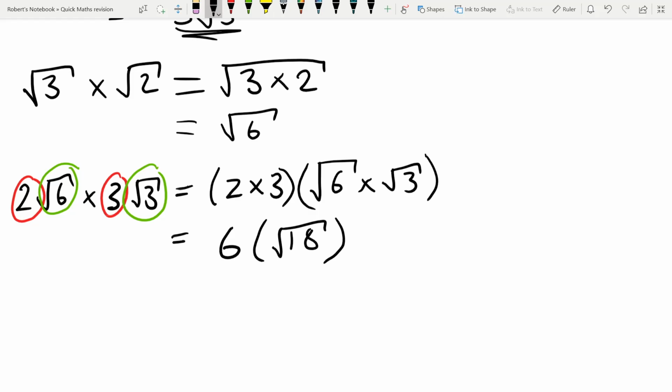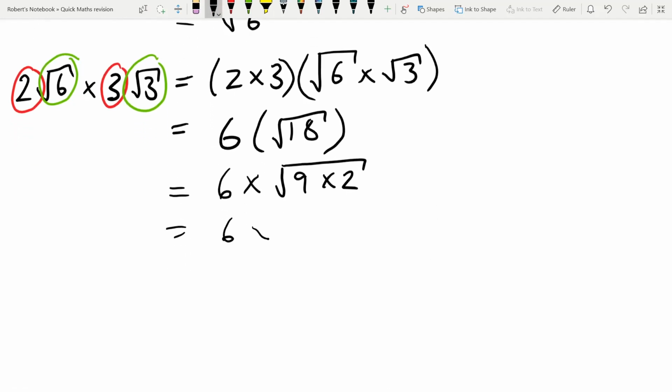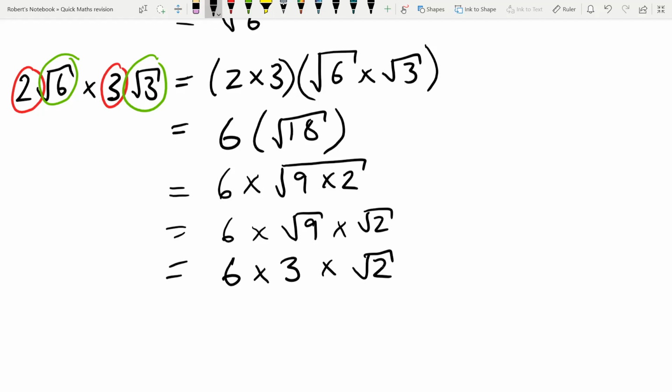So 2 times 3 is 6, and then here we'll have the square root of 18. So we could leave it like that, or we could simplify it further. So using what we did before, we'd have 6, and then the square root, and 18 is 9 times 2. So then following through from before, we can write that as 2 different surds, and then we know that root 9 is 3, and then we know that 6 times 3 is 18. So the answer is 18 root 2. So that's how you multiply surds.